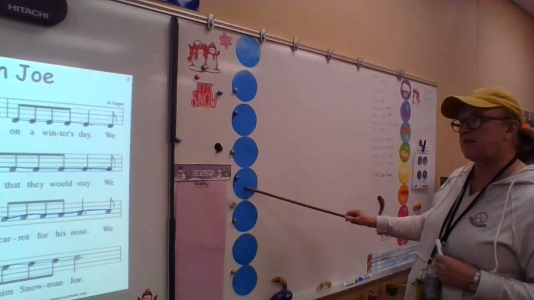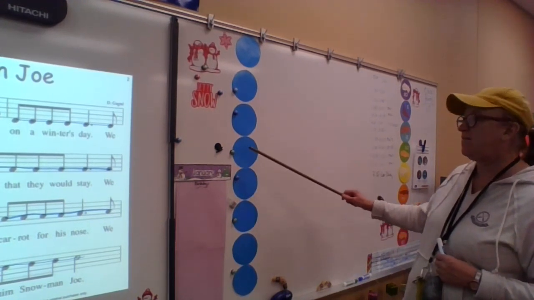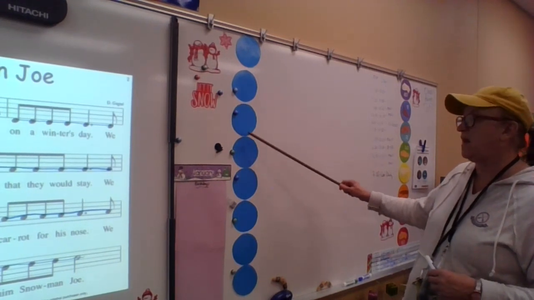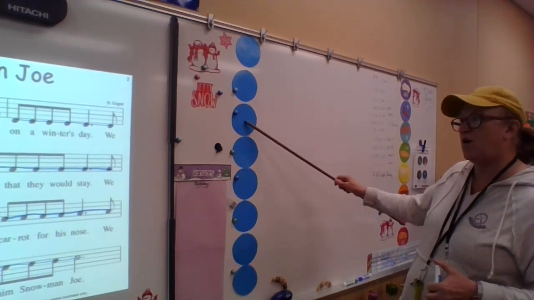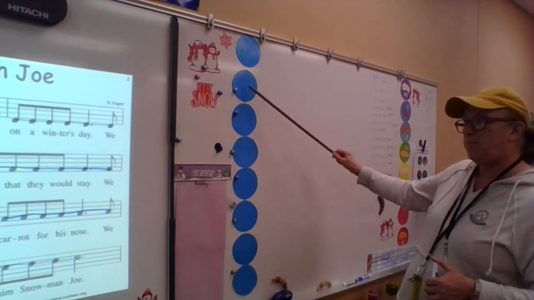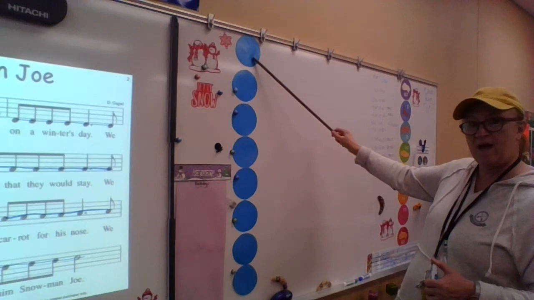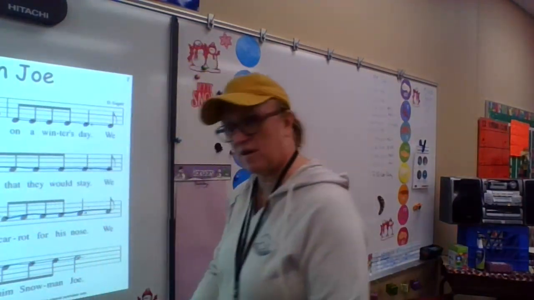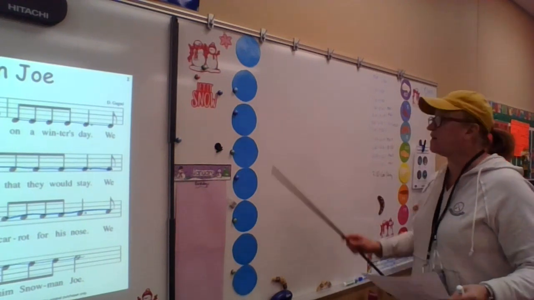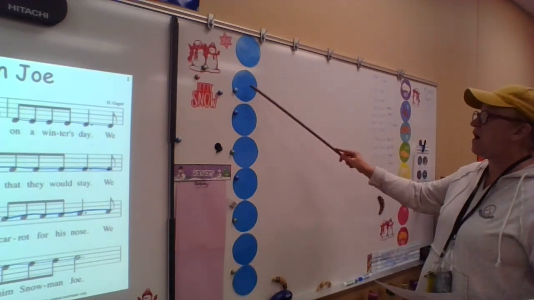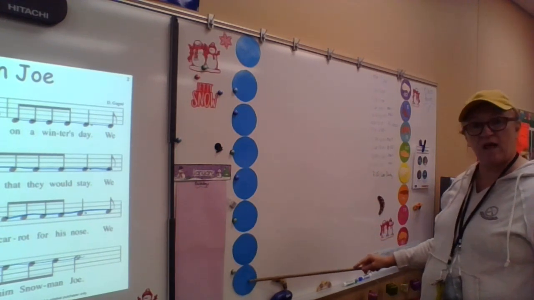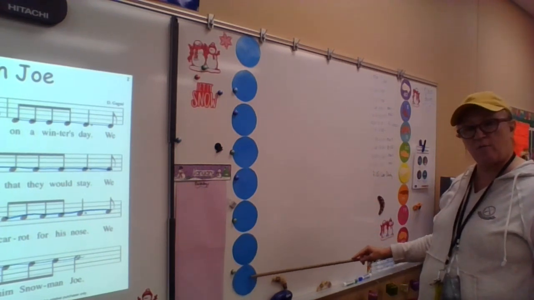Hoped that they would stay. Move up again. We found some rocks for eyes and up again. Carrot for his nose, up again. We put a hat on top and we called him Snowman Joe. Then the last part of the song, and I need to make sure I look at it so I don't forget the words. It starts at the very top and then it goes all the way down, one at a time. Up until now, we stay on this note for a little while and we say some words.